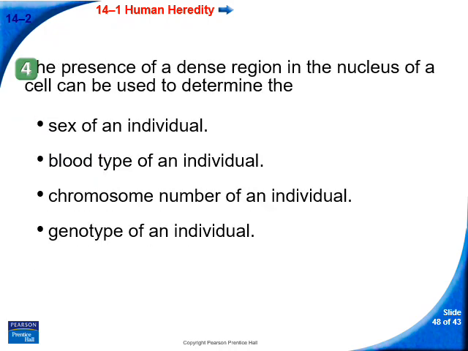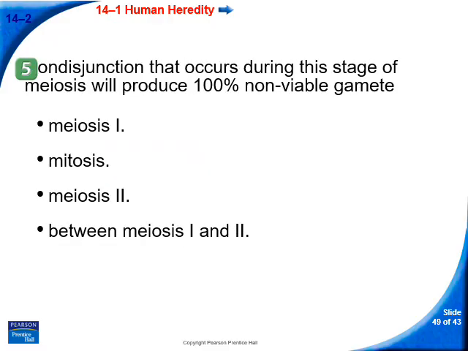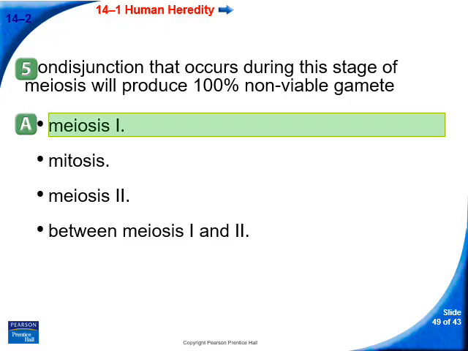The presence of a dense region in the nucleus of a cell can be used to determine the sex of an individual. That's actually the Barr body. Only females will have Barr bodies. Now, non-disjunction that occurs during which stage of meiosis will produce 100% non-viable gametes? I just mentioned this to you: meiosis 1 only, 100% non-viable gametes.